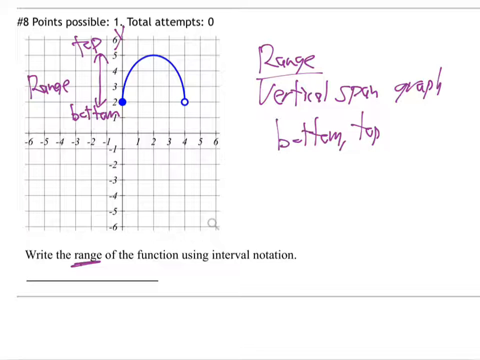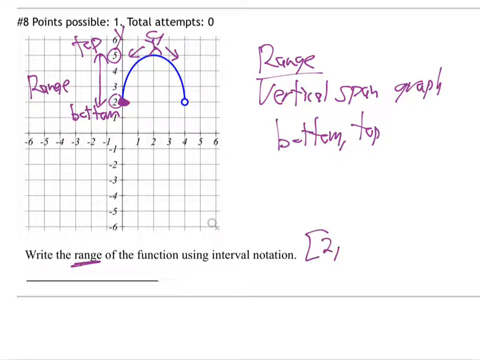So what's the bottom of this graph? What's as low as it goes? If you're a little person walking around back and forth on this graph, what's the lowest you're going to go? 2, right? And solid 2. This one's an open hole, but the one here is totally solid. So right on the 2. And what's the highest you're going to go? 5. You're going to go from 2 to 5. And you're going to hit those solid.